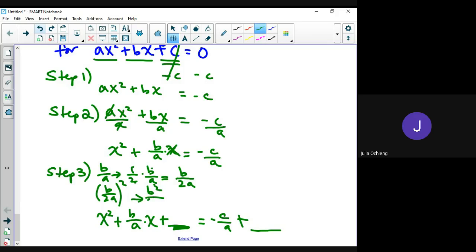Again, we're going to add b squared over 4a squared, b squared over 4a squared.